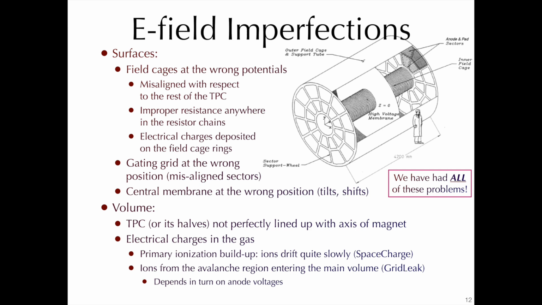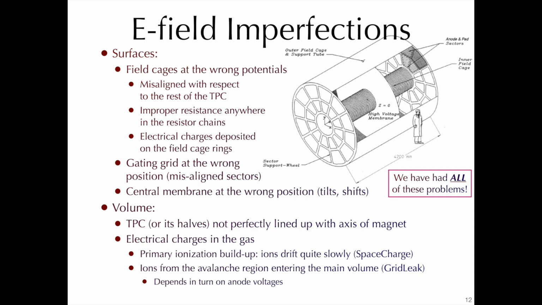Okay. But then the avalanche ions also go to the central membrane. Yep, exactly. So the ones that get around the grid go to the central membrane. The ones that don't go around the grid, that actually get collected by the gating grid, get neutralized at the gating grid. The ones that leak around the grid are the problem here. They're getting out into the main volume of the TPC and drifting in nearly straight lines across to the central membrane. I see.